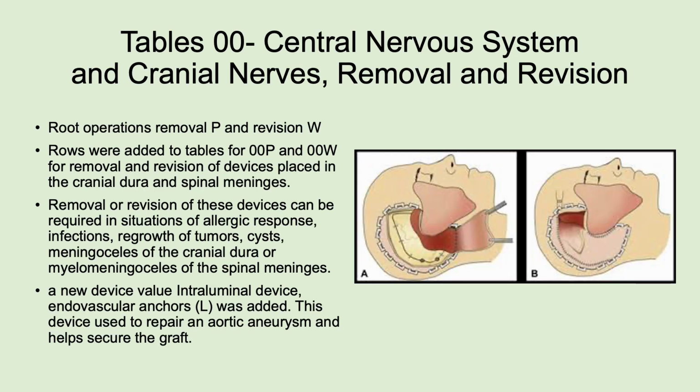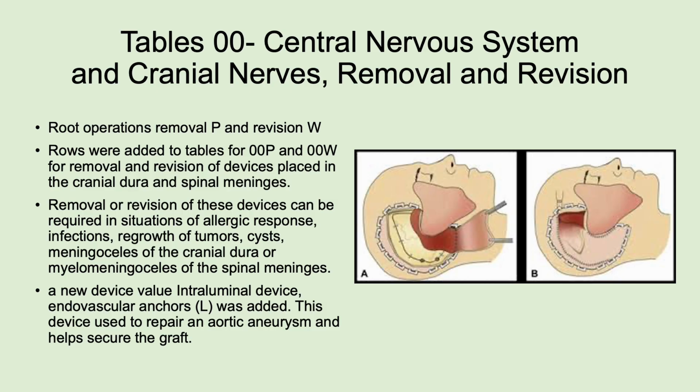So let's start with the tables that begin with 0, 0. So this is the central nervous system and cranial nerves, removal and revision. So this is 00P and 00W. Okay, new rows were added. Now if you look at the picture, you see the kind of chain link thing in there. That is what we're talking about.